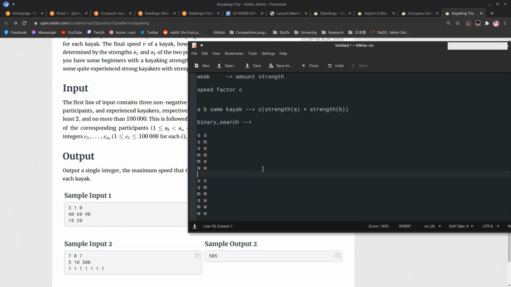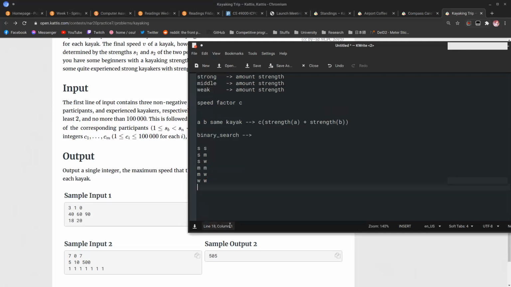Anyway, for each canoe, we can greedily choose the pair with the smallest total strength that still satisfies that the speed of that kayak will be larger than the threshold we are searching on. So we greedily choose that. But then we might find out at the end that the distribution is not correct and we need to fix it.